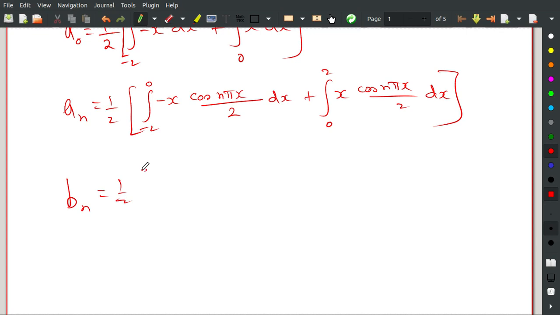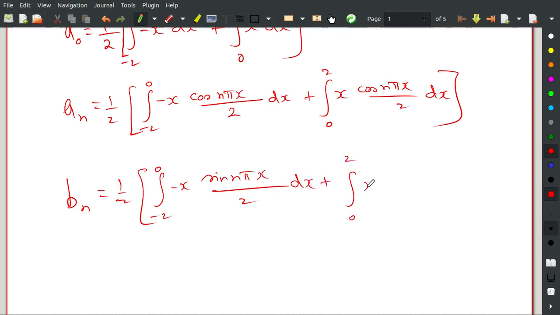And for bn we have 1 by 2 because c is 2 in our case, and integral -2 to 0 minus x sin n pi x divided by 2 dx, plus integral 0 to 2 x sin n pi x divided by 2 dx. So this is the c, and this is also c, and the integral runs from 0 to 2c.